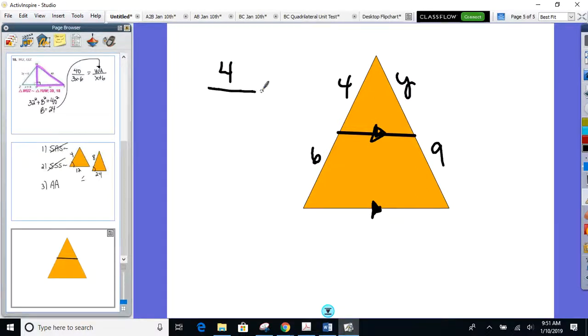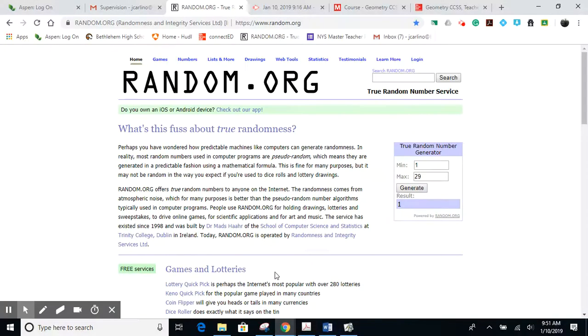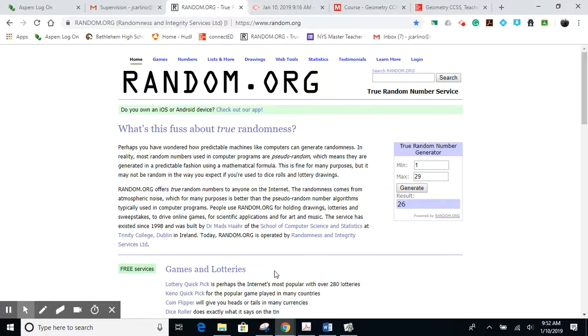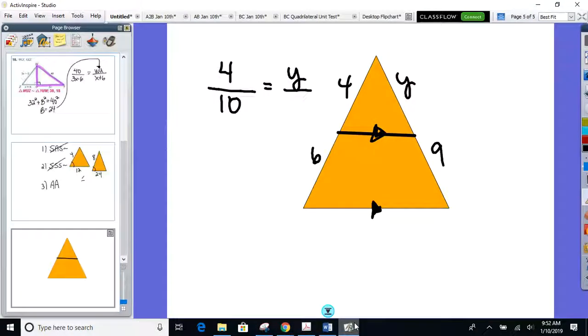What's the 4 match up with? Don't say anything. What's the 4 going to match up with? 4 is going to match up with 10. And the y would match up with, watch your mouth here. What would the y match up with?